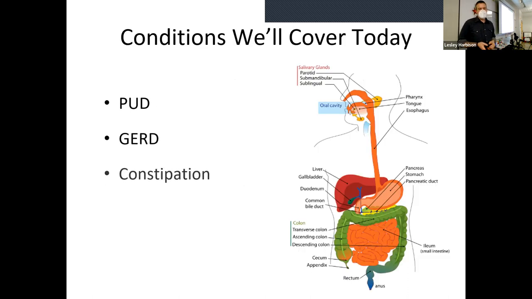So the four disease states that we're going to cover are the most common GI complaints that patients have. And so first is PUD. Anybody know what PUD stands for? Yes, nailed it in one. Nicely done. Peptic ulcer disease is our first one.